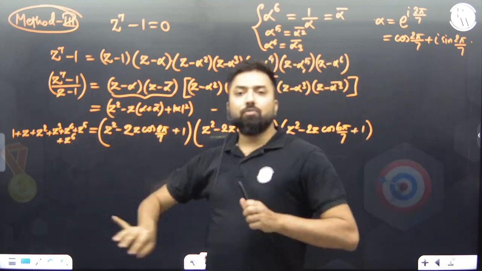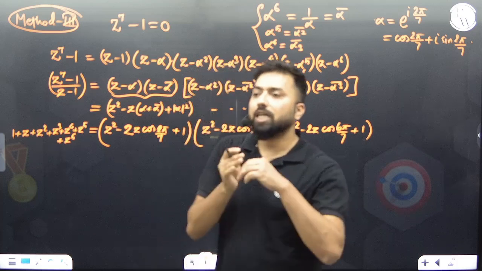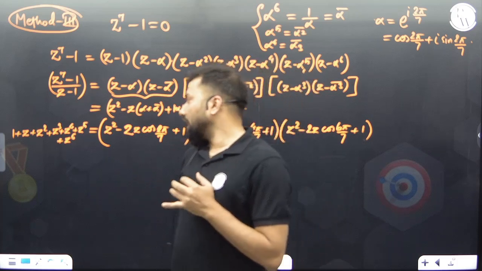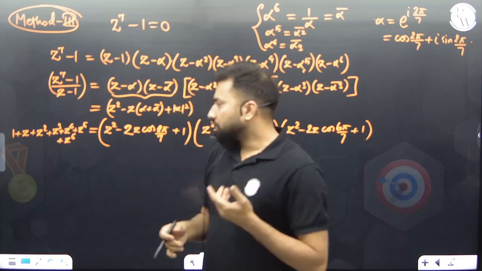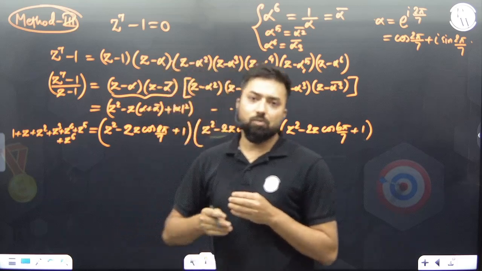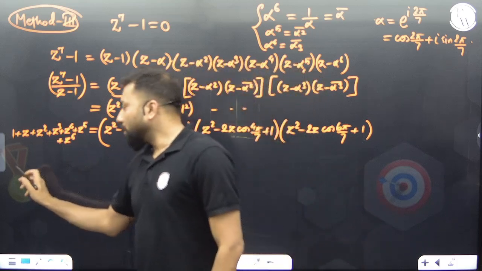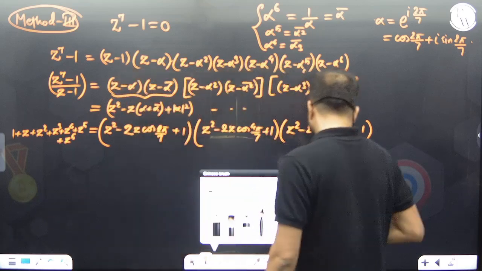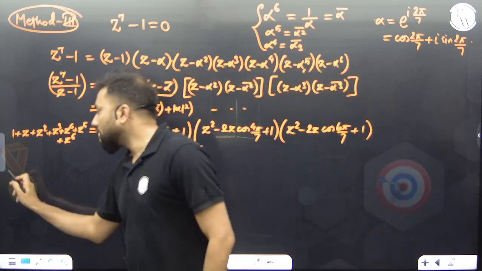This will be valid for any value of z. So I can put z equals 1 if I like, z equals 0, or z equals minus 1. I can even put z equals iota, minus iota, and so on, because this is an identity. So what I'm doing is taking z equals 1, let's say.